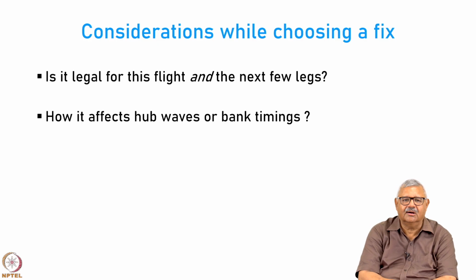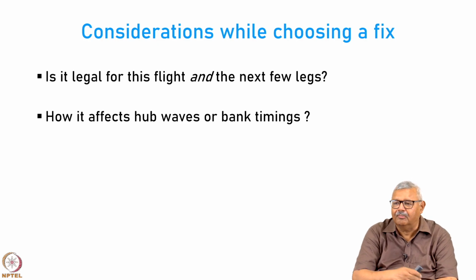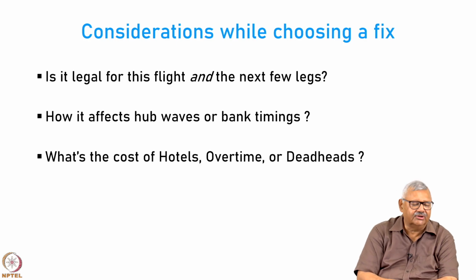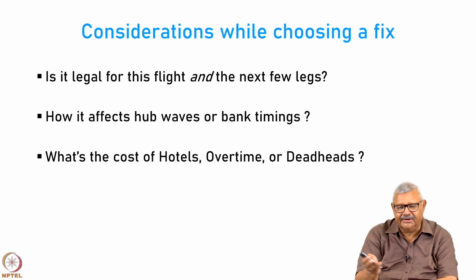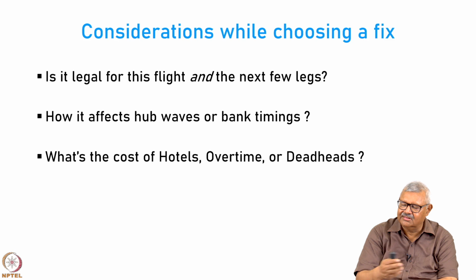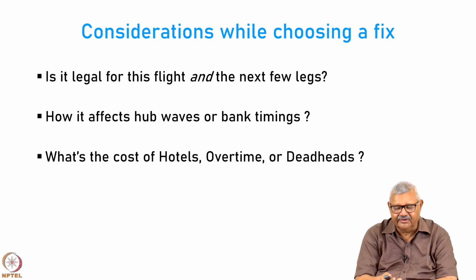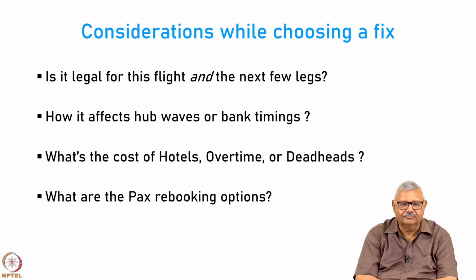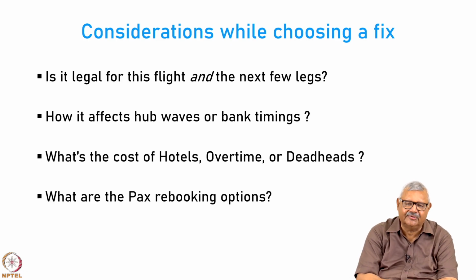How does it affect the hub waves or bank timings? Is this particular solution going to complicate things further? Then we do not do it. Sometimes you need to go for accommodating people and crew in hotels, give them some overtime. If their FDTL is not exceeded, but their duty time is over, you have to probably give them some overtime or deadhead the crew.